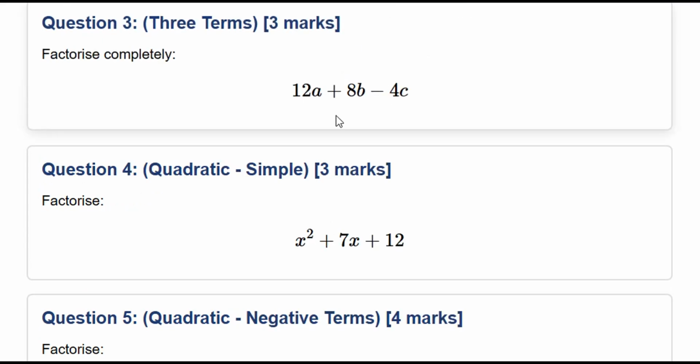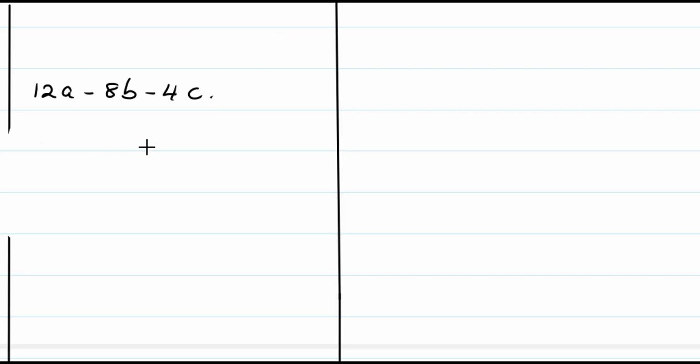So in this question 3, you are told to factorize completely 12a plus 8b minus 4c. The first thing you need to note here is we have a, we have b, and we have c. In that case, none of those variables is like the other. So when we are finding our HCF, we are not going to include the variables a, b, and c because none of them is like the other. So we are going to concentrate on the coefficients, which are 12, 8, and 4.